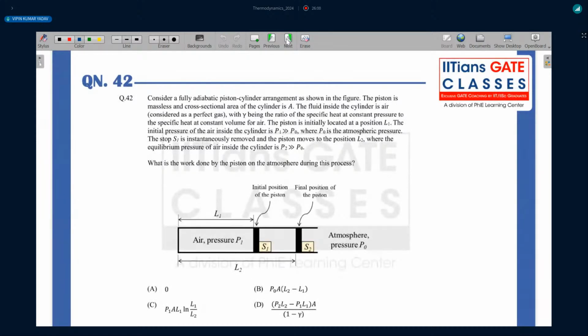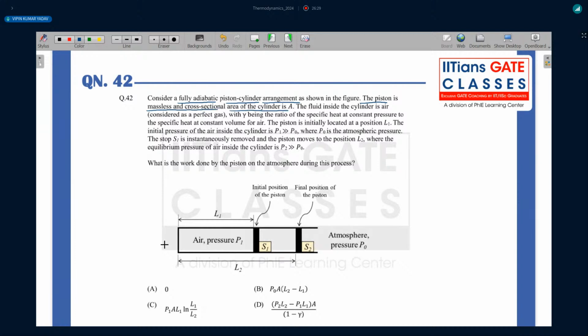Okay. Now the question seems to be a little bit complicated, but it is a very easy question. If you read it properly and understand the question, it will be solved in one line. That's all. Now let us see. Consider a fully adiabatic piston cylinder. Fully adiabatic. There is no heat transfer. Piston cylinder arrangement as shown in the figure. The piston is massless and the cross-sectional area of the cylinder is A.